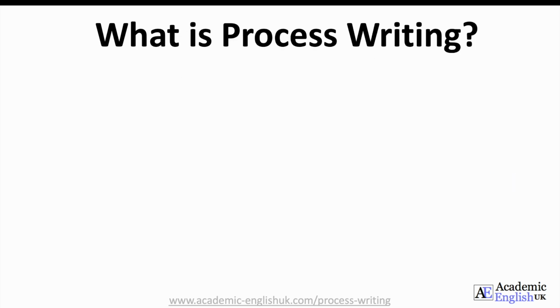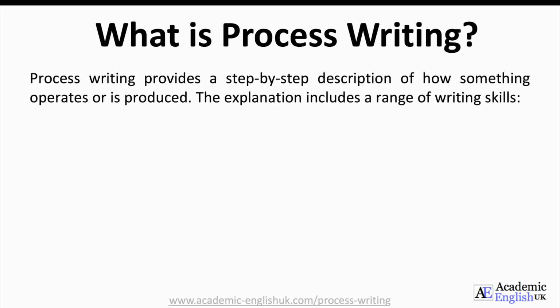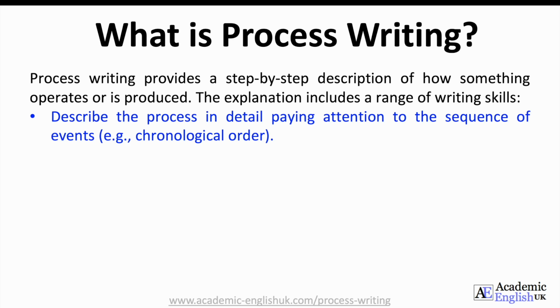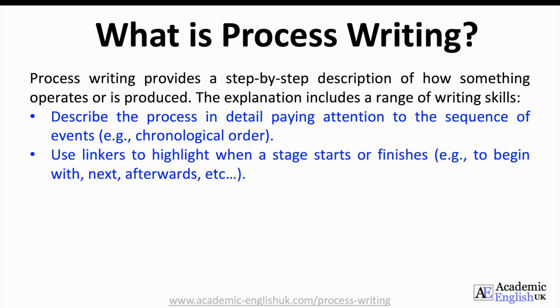So, what is process writing? Process writing provides a step-by-step description of how something operates or is produced. The explanation includes a range of writing skills. Describe the process in detail, paying attention to the sequence of events, for example, chronological order. Use linkers to highlight when a stage starts or finishes, for example, to begin with, next, afterwards, etc.